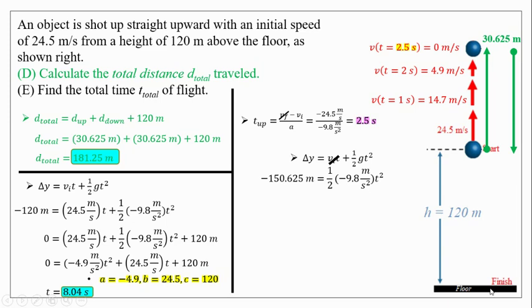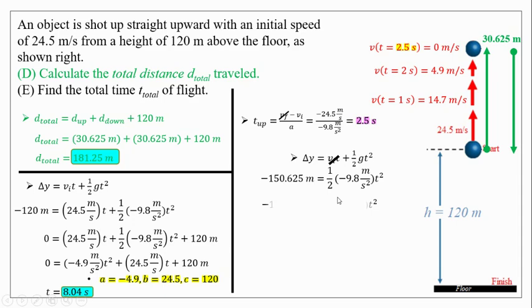So 30.625 plus 120 is indeed 150.625. And again, it's negative here because I'm starting at the very peak and it fell down to the floor. So therefore the movement is in the negative direction. It fell down. My VI is 0 because I'm starting at the peak, because on the way down its initial velocity is 0.